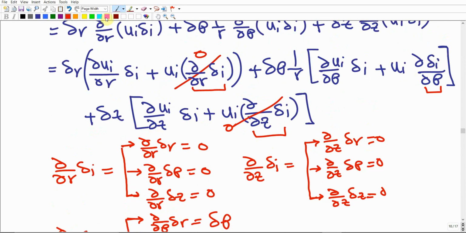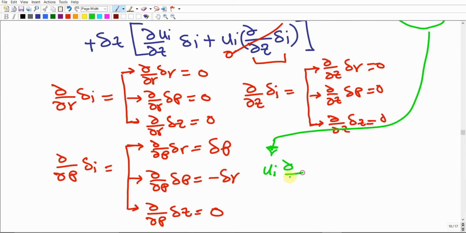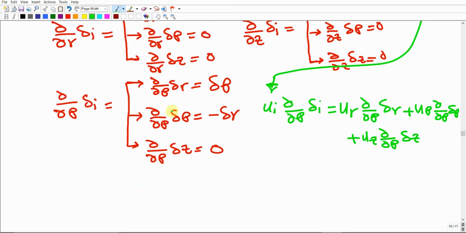I'm just gonna write this term here, which is u_i, delta_i, partial by partial theta, delta_i. This is gonna be split into three terms initially: u_r partial by partial theta delta_r, assuming i is r, plus the second term, u_theta partial by partial theta delta_theta. The third term is gonna be u_z partial by partial theta delta_z, right? This term is 0, right?